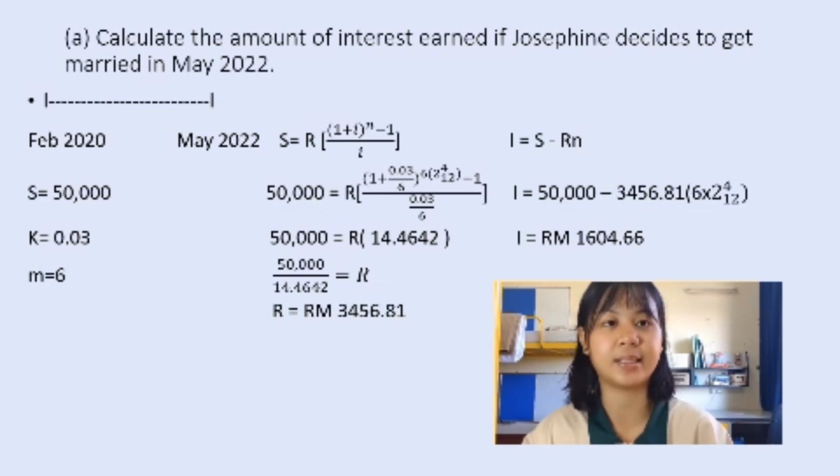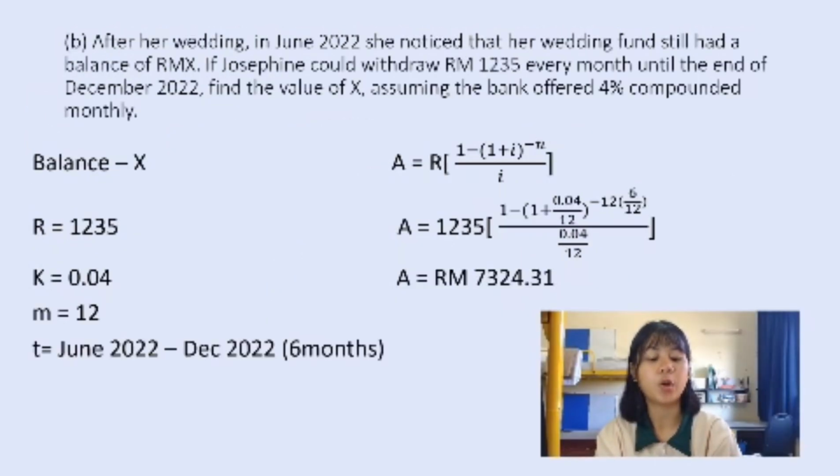So, after calculating all, the interest would be 1,604 and 66 cents. After her wedding in June 2020, she noticed that her wedding fund still had a balance of RMX. If Josephine could withdraw 1,255 ringgit every month until the end of December 2022, find the value of X, assuming the bank offers 4% compounded monthly.